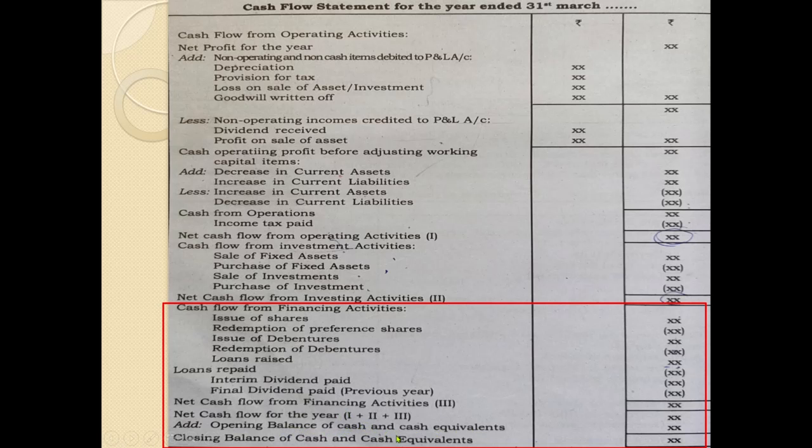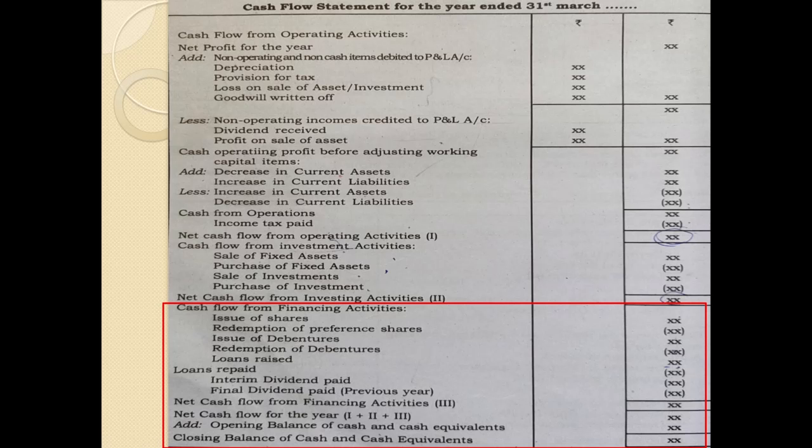So why are we adding back the opening cash or bank balance? Because previously you have taken the total of three major activities, 1 plus 2 plus 3. If you add the opening cash or bank balance to that total amount, you will get an answer that is exactly equal to the closing cash balance during the year.